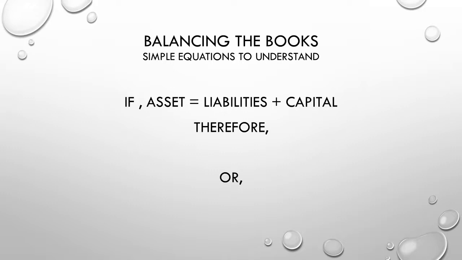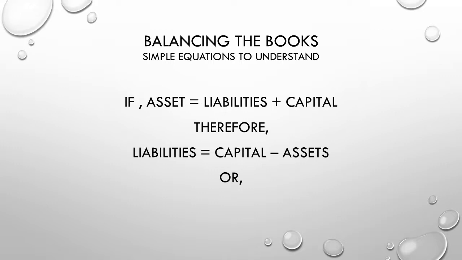For example, if I start a company and I put in capital of 1,000, so 1,000 I put in as cash into the business. So cash becomes an asset. So asset is 1,000 equals liabilities. No, we don't have any liabilities, so it's 0, plus the capital that I put in, which is 1,000. So 1,000 equals 1,000.